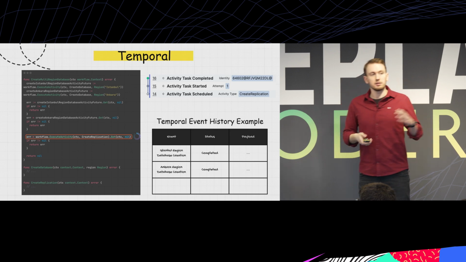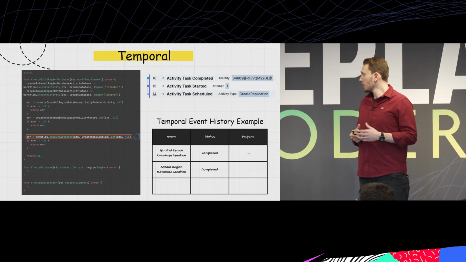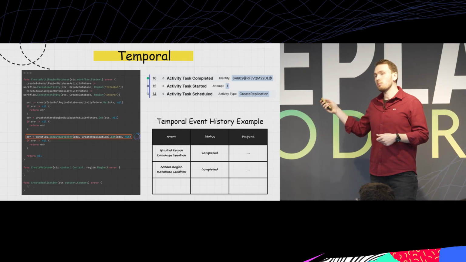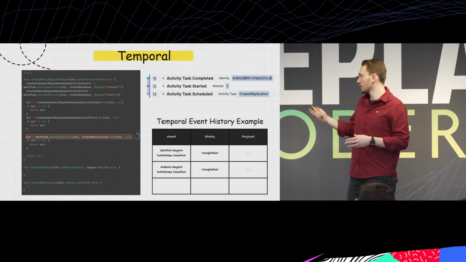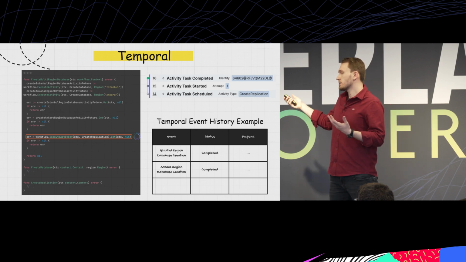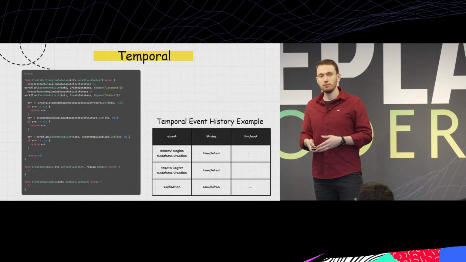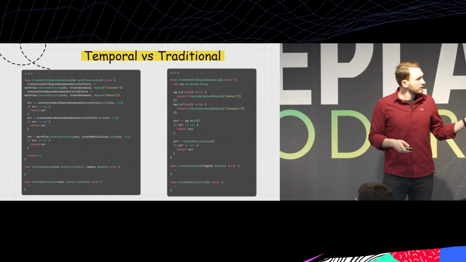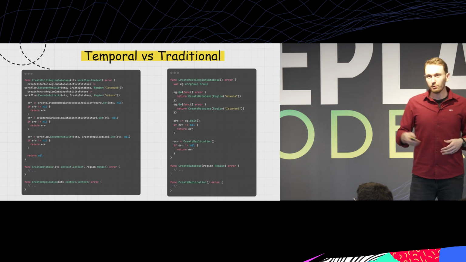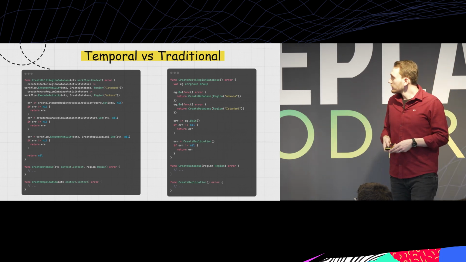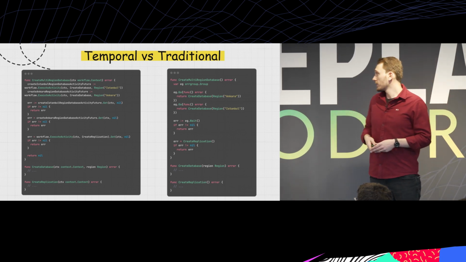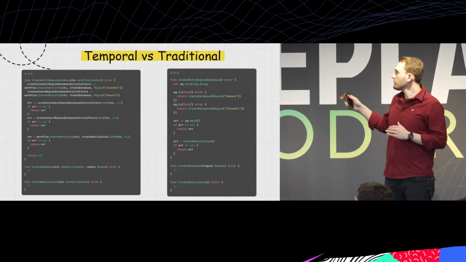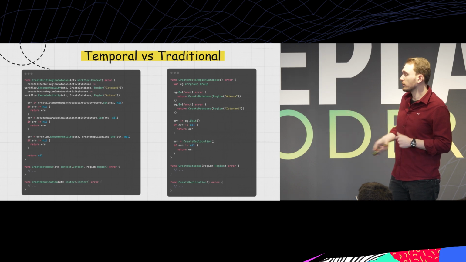At this line, create replication activity, Temporal checks event history, and there is no log for create replication. This means that Temporal runs this activity. The activity task is scheduled, started and completed. This means my workflow is completed right now. If you compare Temporal design and traditional design, as you can see, they are very similar to each other. And I can say that both of them have very low cognitive load, because every business process can be understood by just looking at a function.